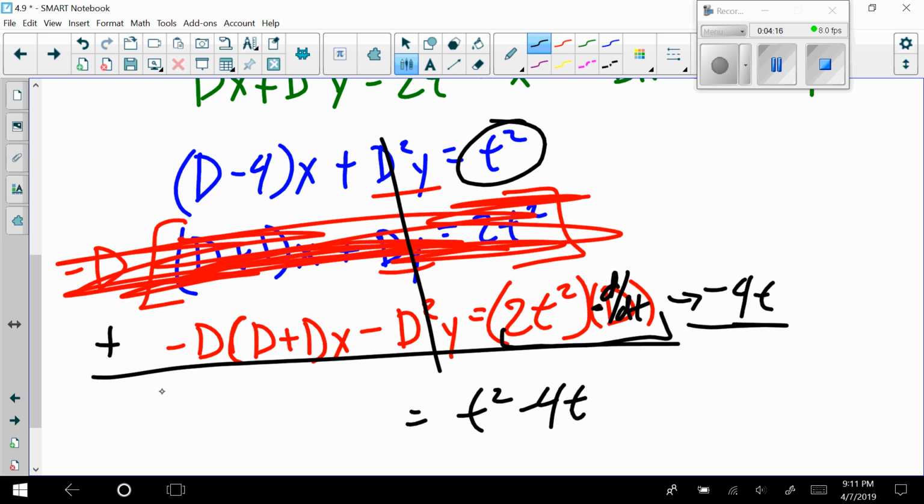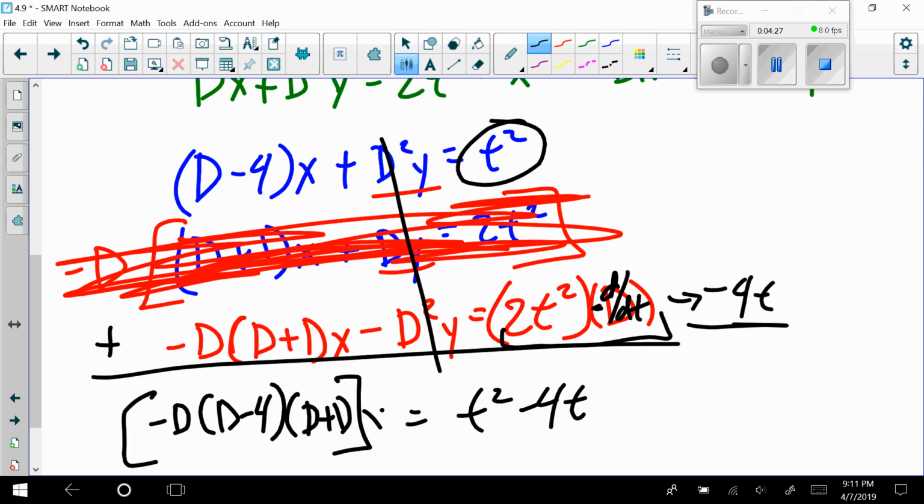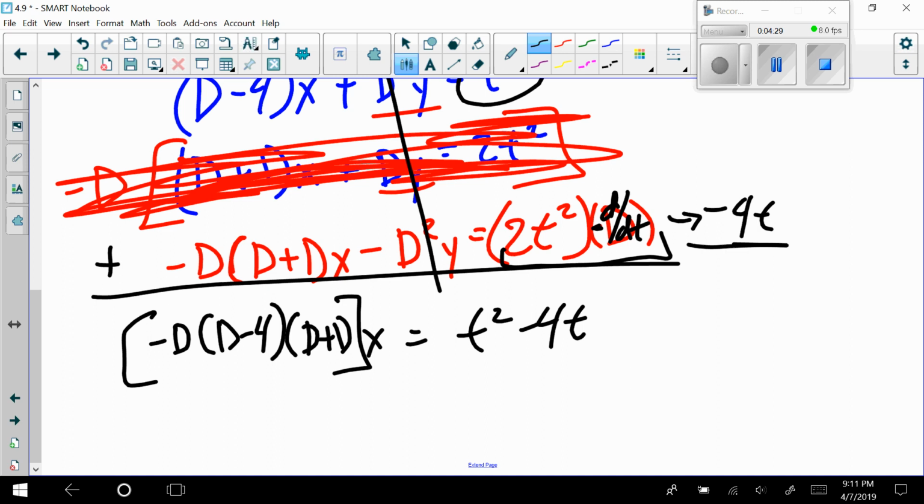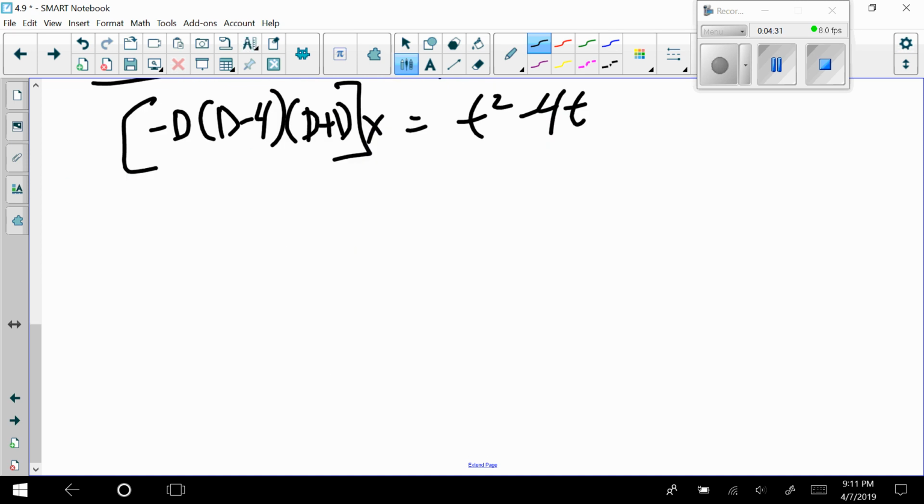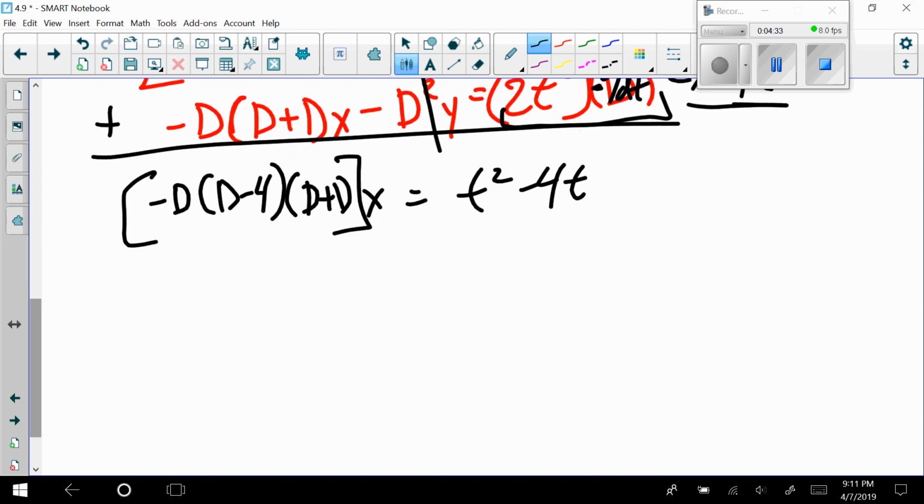On the left side, then, what do I got left? Well, I'd have a negative D times D minus 4 times D plus 1, and all of those had an x. Well, let's see if we can't do a little bit of simplifying now.